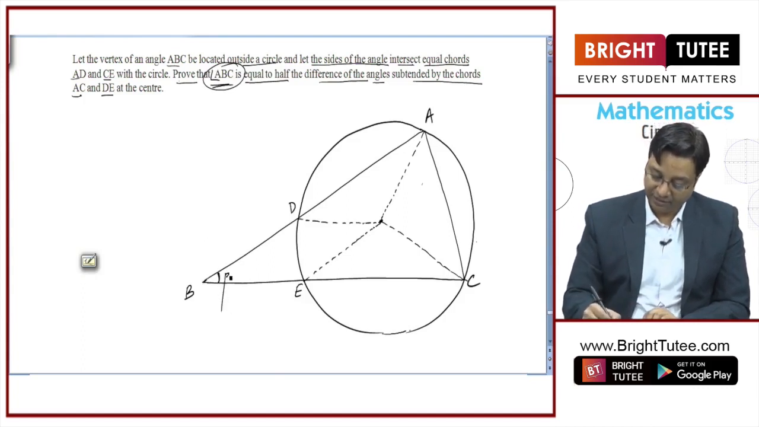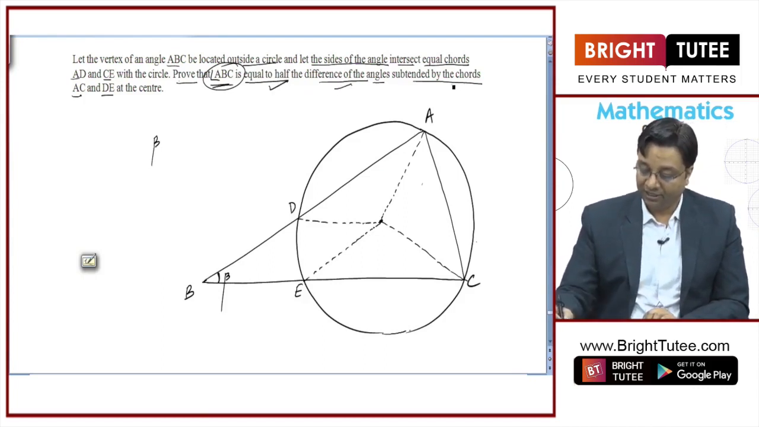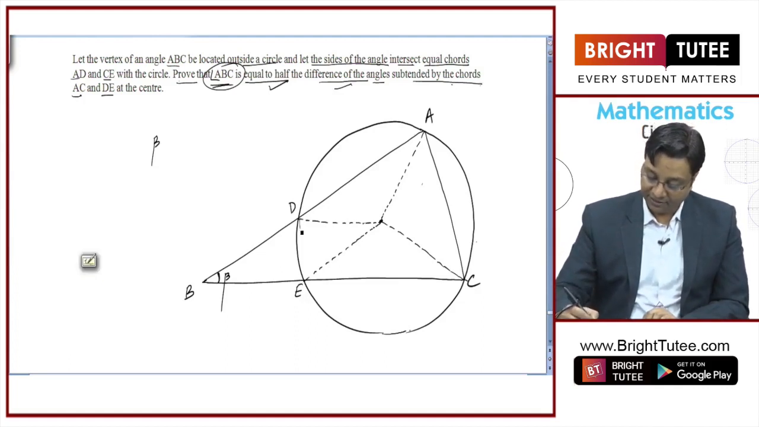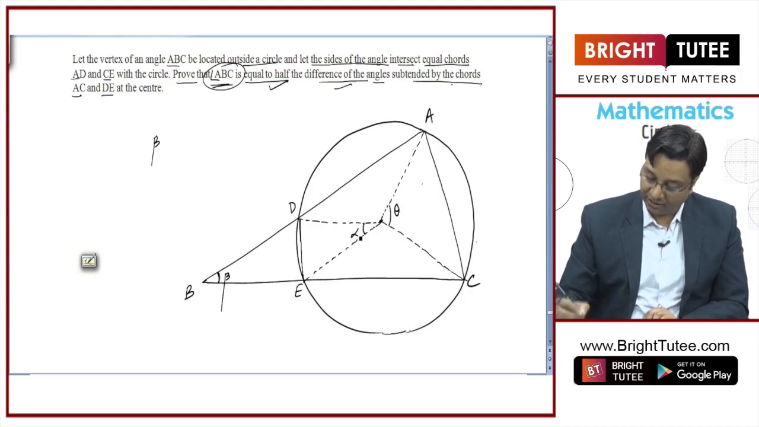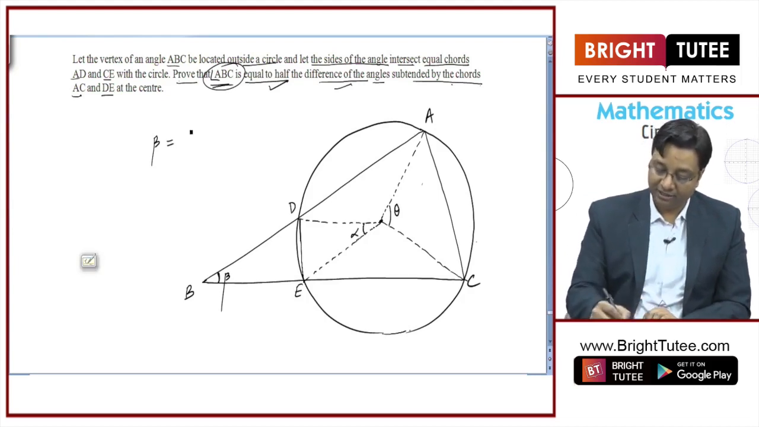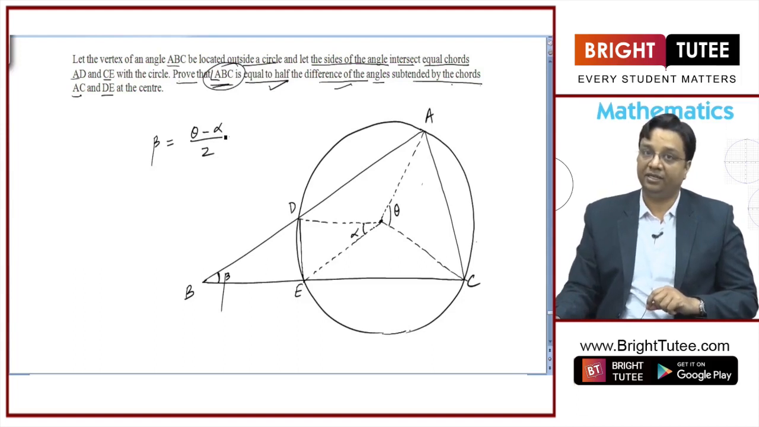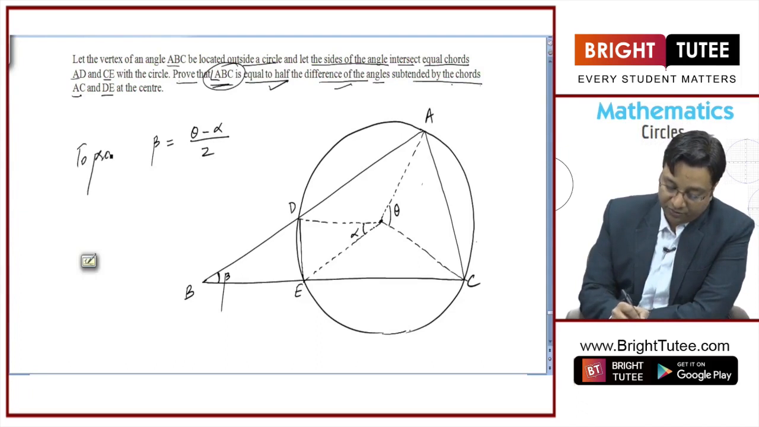Prove that angle ABC, that is this angle, let it be angle beta. Prove that angle beta is equal to half the difference of angles subtended by the chords AC and DE at the center. This is chord DE. So let us say the angle subtended by chord AC is theta and the angle subtended by chord DE is alpha. So what we need to show here is beta is equal to theta minus alpha by 2, half the difference of angles subtended by chords AC and DE. I hope the question is clear to you now. This is what we need to prove.